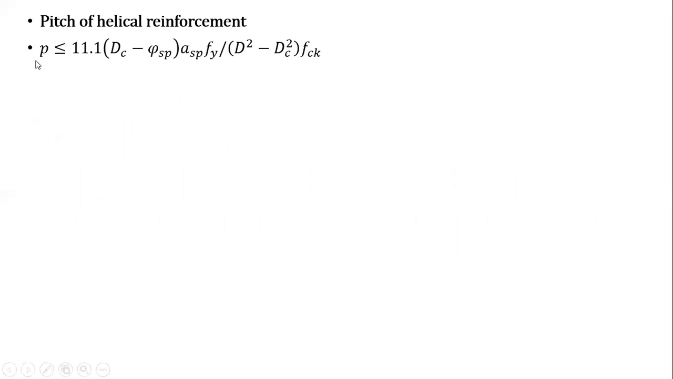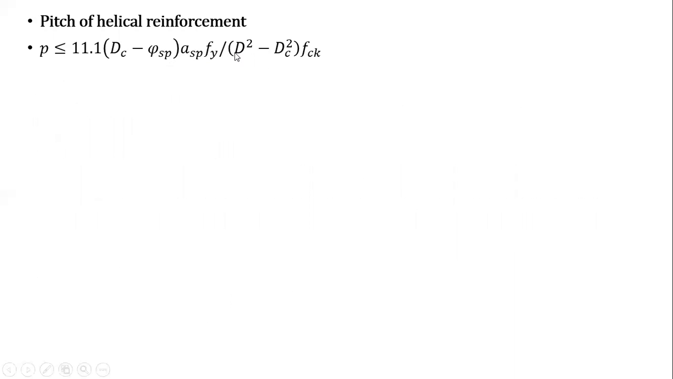What is the pitch? This is the formula of the pitch we have already discussed: 11.1 Dc minus phi Asp. Dc is the diameter of the core, phi sp means the diameter of spiral reinforcement, and Asp means the area of spiral reinforcement.